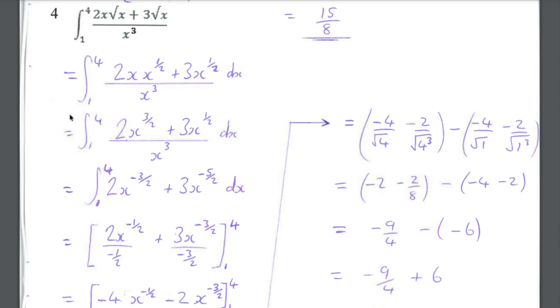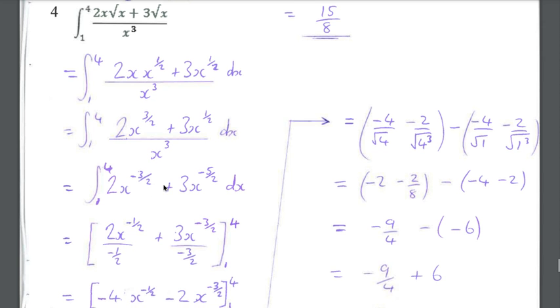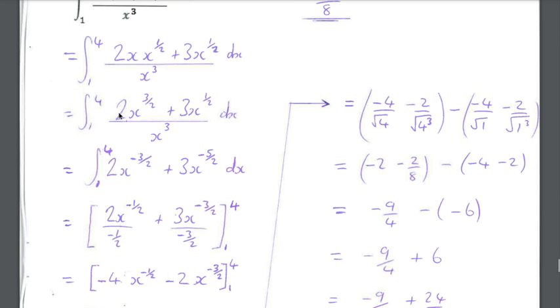Now I'm going to split this up into 2 separate fractions. I've jumped a line here, which I shouldn't have done. Basically 2x to the 3 over 2, all divided by x cubed. Okay, so 3 over 2 minus 3 wholes, or 3 over 2 minus 6/2, so that would be 2x to the power -3 over 2.